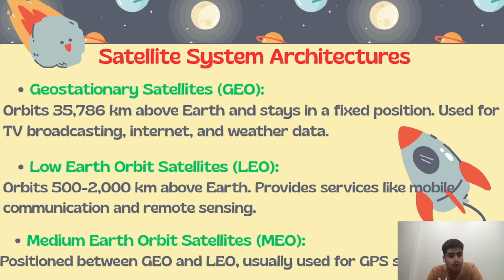And the second one is low Earth orbit satellites, LEO. The parameter is 500 to 2000 kilometers above the Earth. They provide services like mobile communication and remote sensing. And the third one is medium Earth orbit satellites, that is MEO. These satellites work between GEO and LEO, and are used for GPS systems.